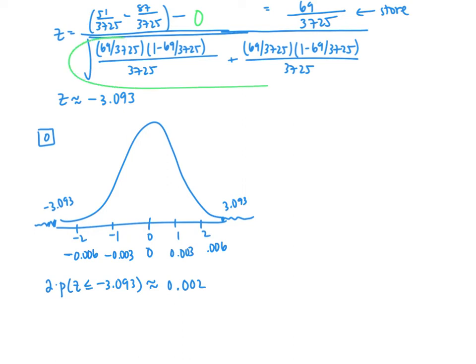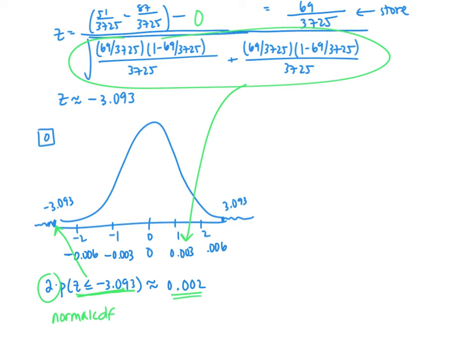The entire denominator is the standard deviation of 0.003. Remember that it's a two-tailed test, so based on our test statistic, we're finding the probability less than that value and then multiplying it by 2. In your calculator, you should have done normal CDF. So we get a p-value of 0.002.